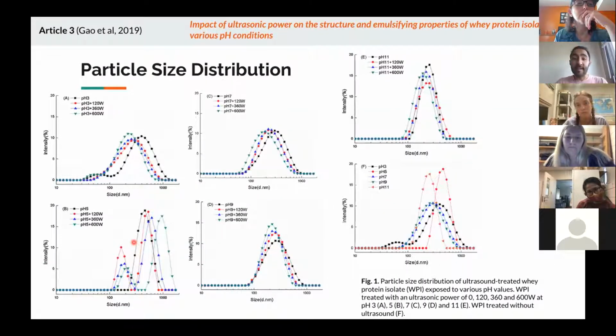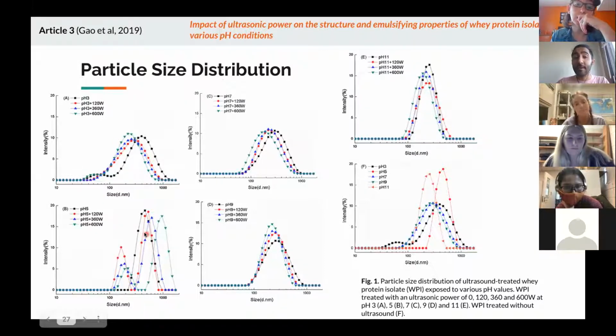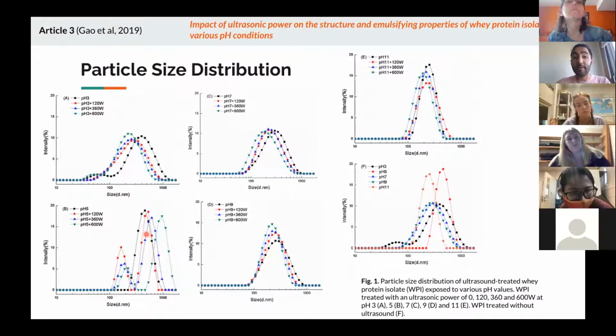For the particle size distribution, here we see in general that the particle size of ultrasound-treated whey protein isolate gradually decreased as the ultrasonic power increased from 120 to 600. This was likely due to cavitation effects, which create instability and high shear forces, resulting in a more uniform particle size distribution. Next.